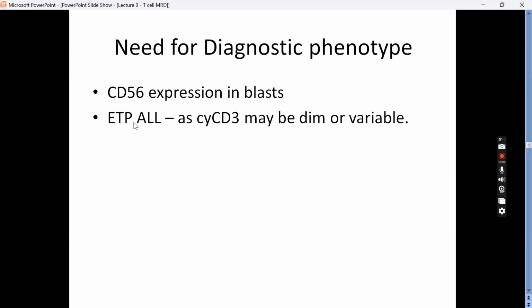So when you have immature T cells, they have not got surface CD3 on the surface, or they have not got adequate surface CD3 on the surface. They have good cytoplasmic CD3. So that is a sign of immaturity. So intracytoplasmic CD3 positivity and absence of surface CD3, or weaker surface CD3, is a sign of immaturity.